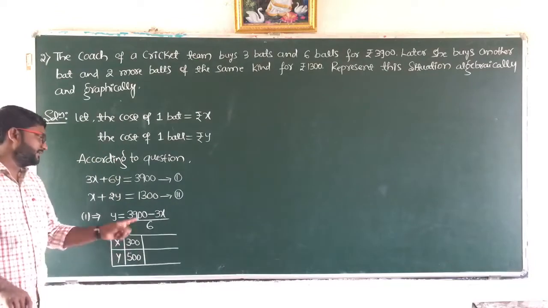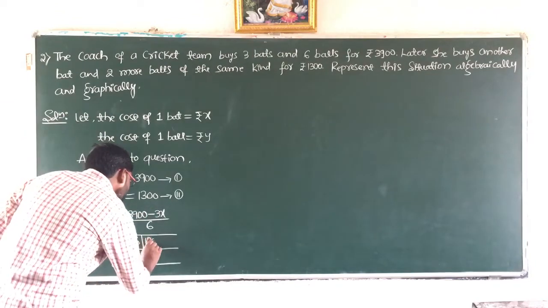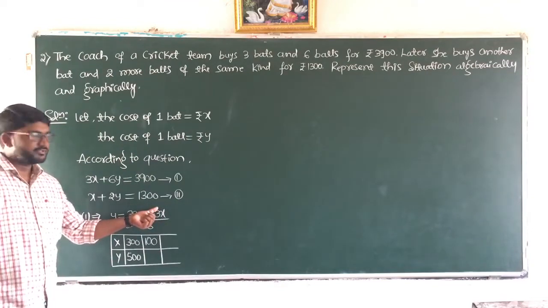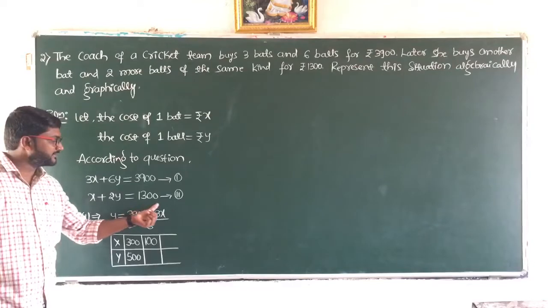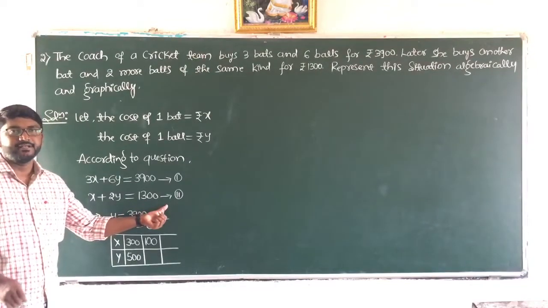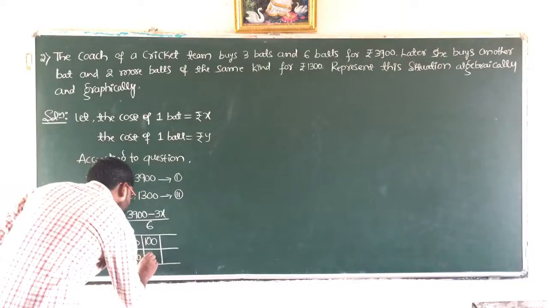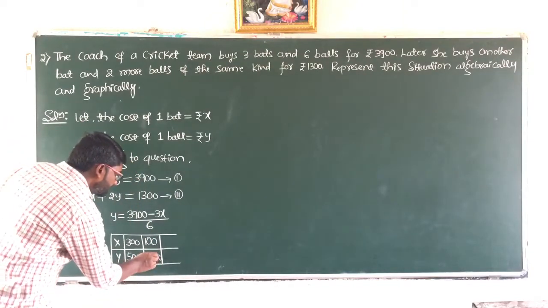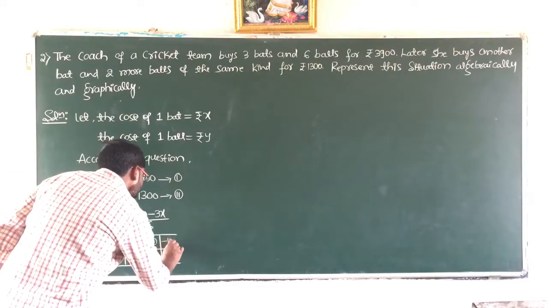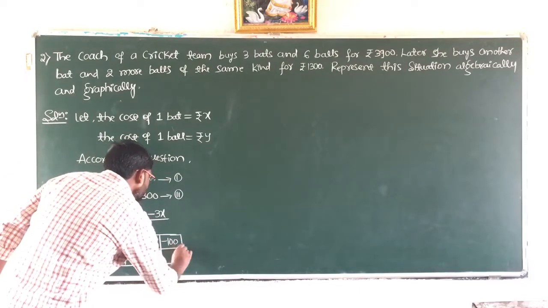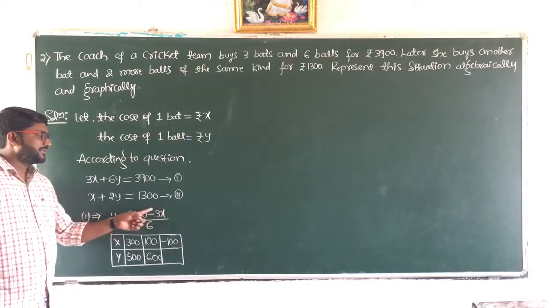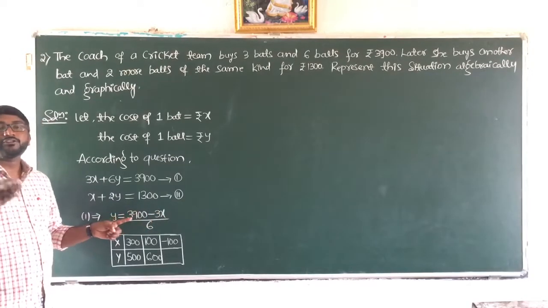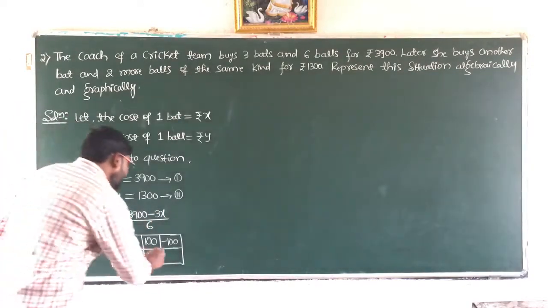Now take the value of x as 100. 100 into 3 will be 300. So 3,900 minus 300 will be 3,600, divided by 6 will be 600. Then now take one negative value. So I take x as minus 100. Minus into minus will be plus. 100 into 3 will be 300. 300 plus 3,900 will be 4,200, divided by 6 will be 700.